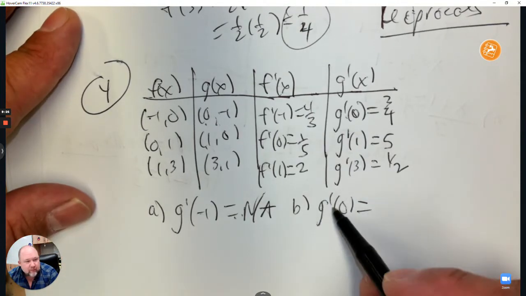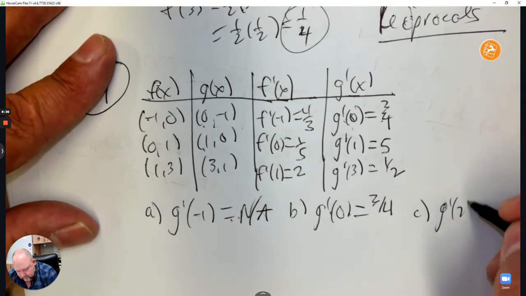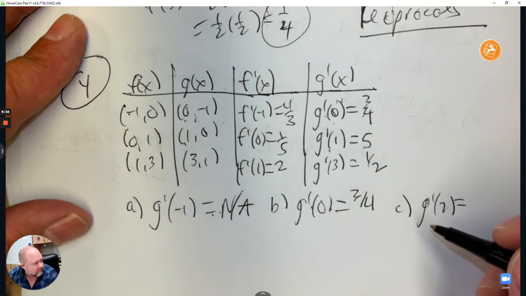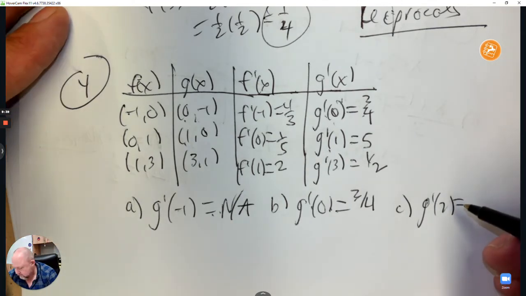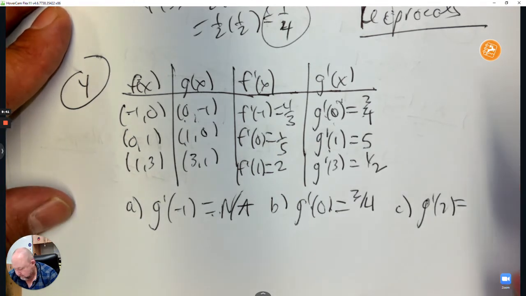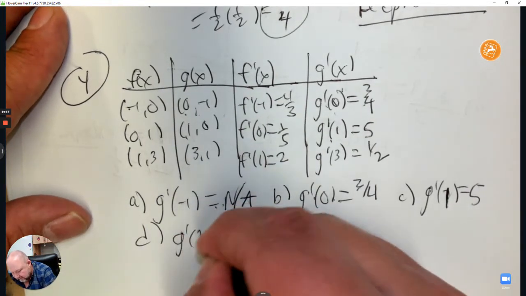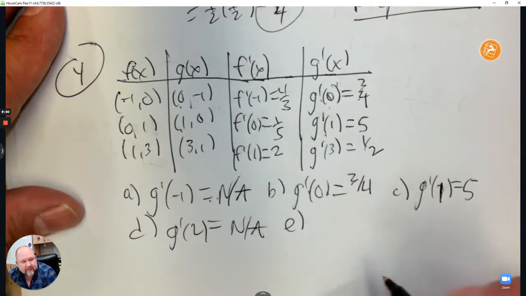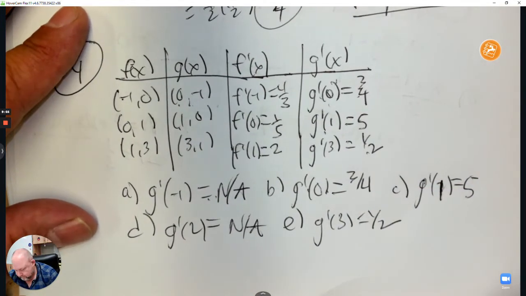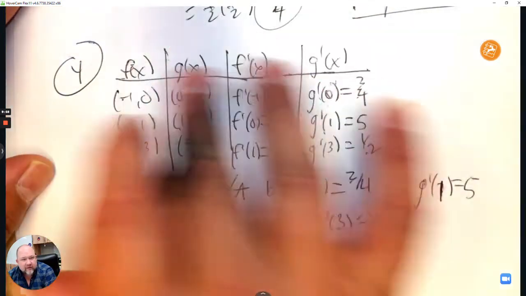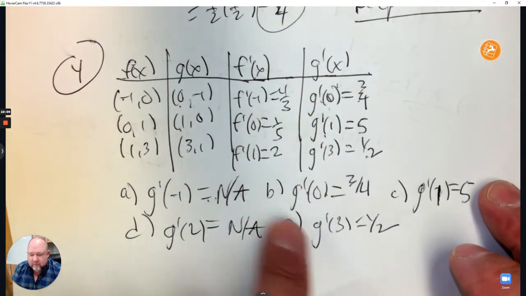For B, the derivative at 0, I got that. For C, the derivative at 2, I don't have that. Oops, I skipped one. The derivative at 1, that one I do have. The derivative at 2, I do not have on that chart. And then the derivative at 3, that's 1/2. All right, so this chart is helpful, right? Because it can start getting flippy-floppy in your head. To be able to organize it and see it and then answer it is more powerful.